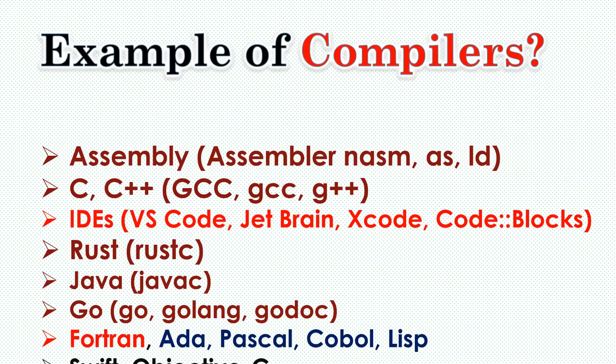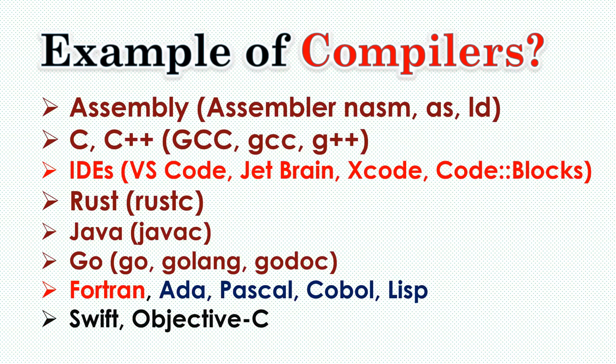Examples of compilers: there is assembly language, where the assembler is ASM or AS, and then LD is the loader that links the object files. You then get an executable binary file, which just runs the machine code instructions, which are eventually zeros and ones.